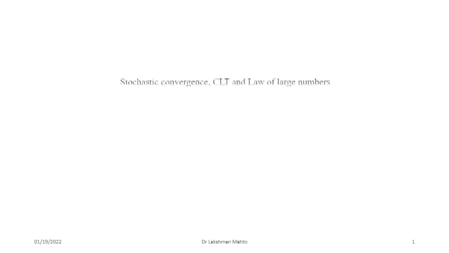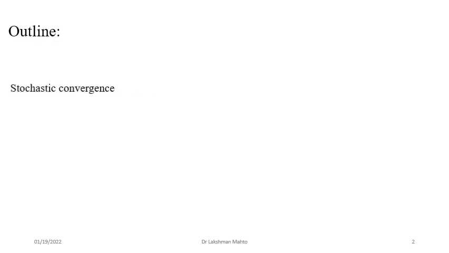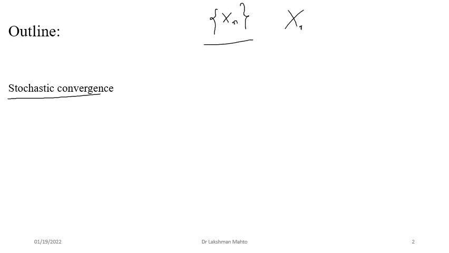So coming to the outline of today's lecture, first I would like to discuss stochastic convergence, and we will work through various examples here. Simply, in place of a sequence, we will have a stochastic sequence, that means a sequence of random variables, and we will talk about convergence of the sequence in three different approaches. This sequence of random variables will converge to some random variable. In which manner it will converge, we will see here.